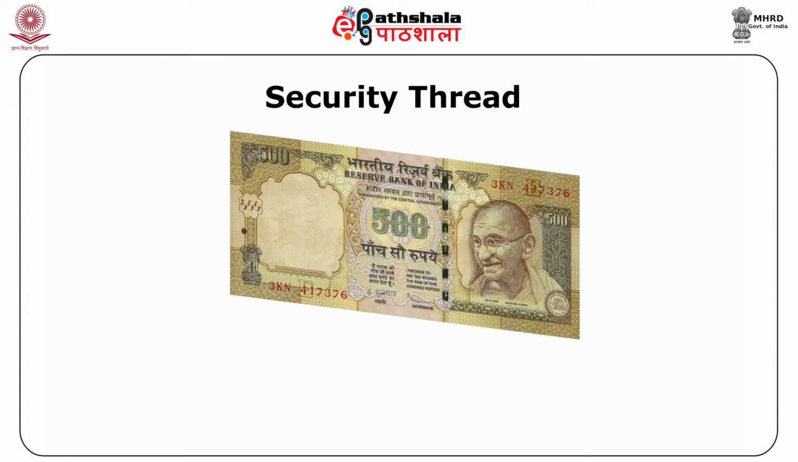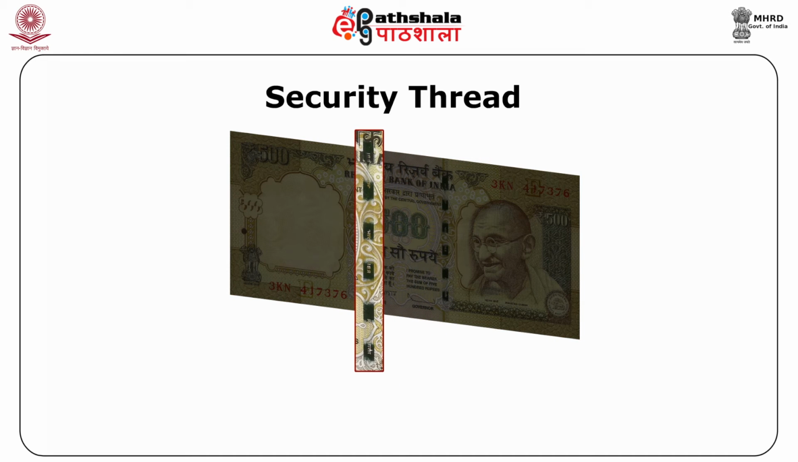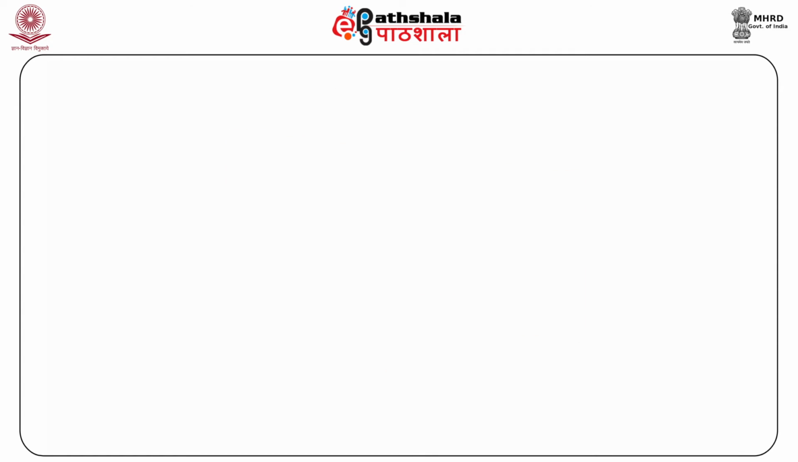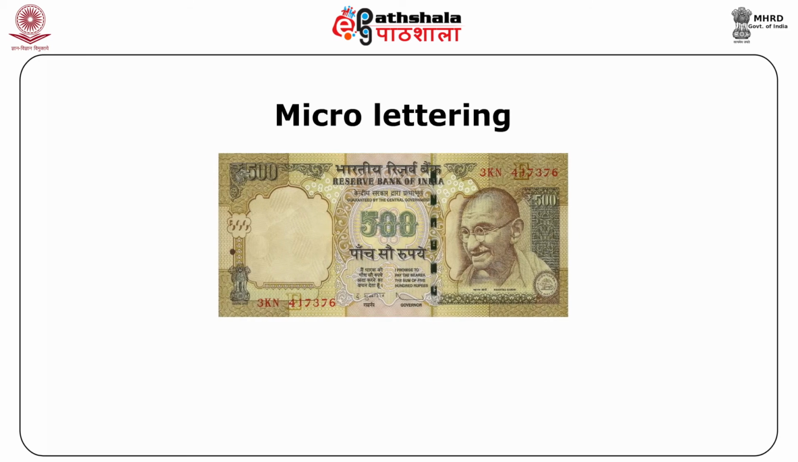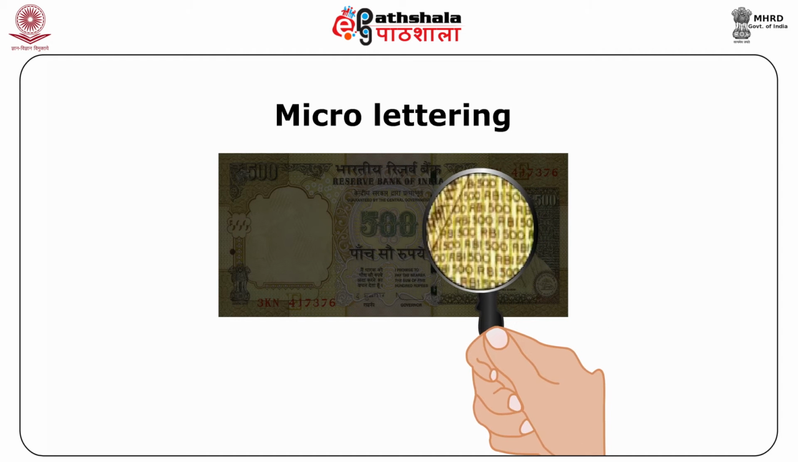Security thread. A windowed security thread is embossed in the banknote. When the banknote is held against the transmitted light, it appears as a continuous thread where RBI and Bharat is embossed. Micro lettering. On the right side of the banknote and behind Mahatma Gandhi's portrait, micro lettering of the words RBI and 500 are present, which can be viewed with magnifying glass.